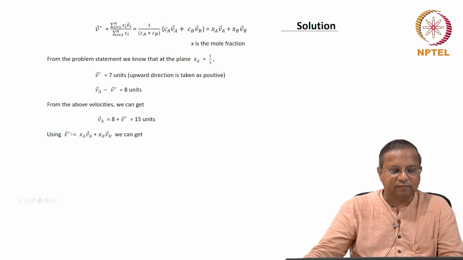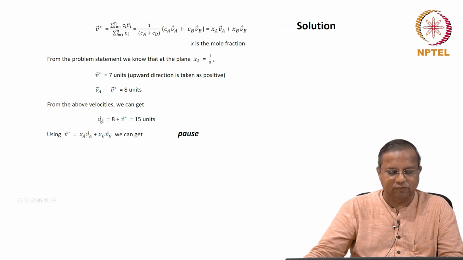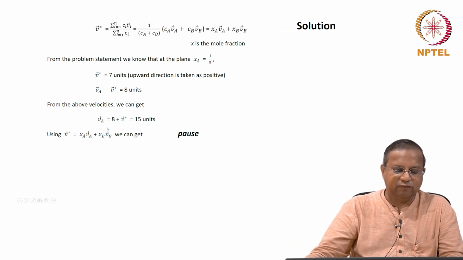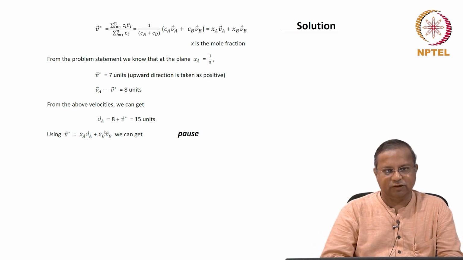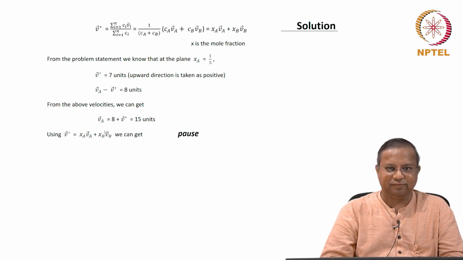Using V star as X_A V_A plus X_B V_B, we can substitute this and get the relevant velocity of interest here. You know V_A, you know X_A, and because you know X_A, you know X_B, because X_A plus X_B equals 1, and you can find V_B from here. Can you go ahead and do that? Pause the video here, go ahead, do that, and then come back to unpause the video.